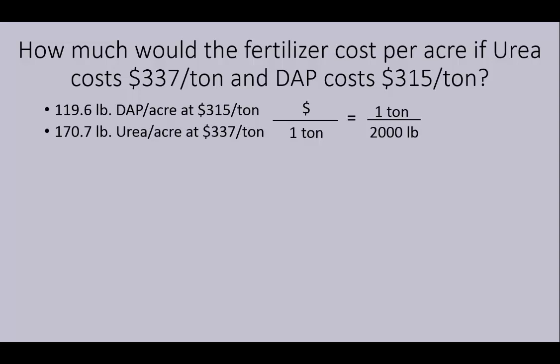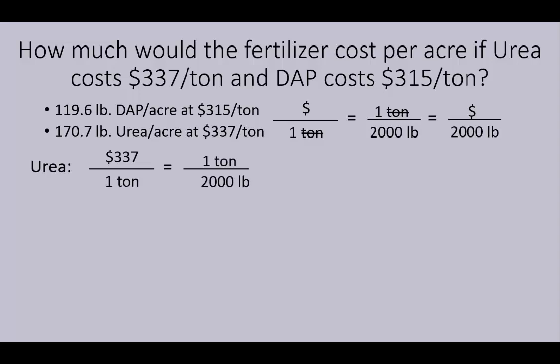Remember in algebra, if something on the top equals something on the bottom, those two will cancel out. So in our case, we can cancel out the tons on the top and bottom, and that gives us a dollar amount divided by 2,000 pounds. So let's try using this with urea. Urea costs $337 per ton, and 1 ton equals 2,000 pounds. So we cancel out our tons, and $337 divided by 2,000 pounds is equal to 17 cents per pound of urea.